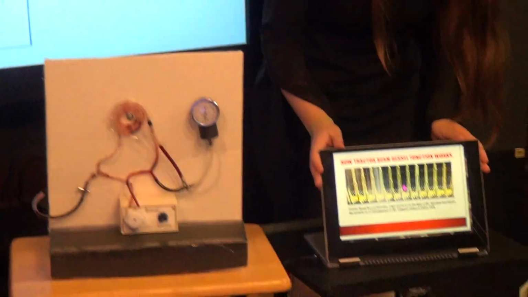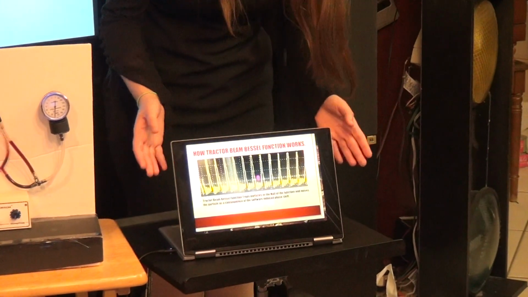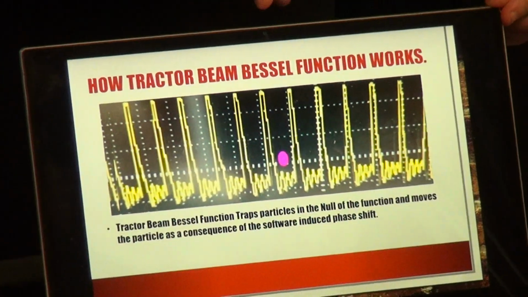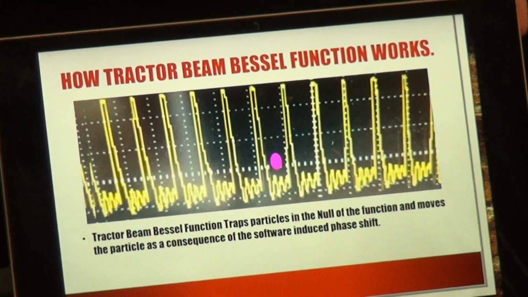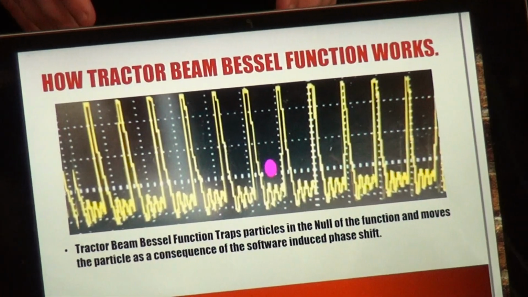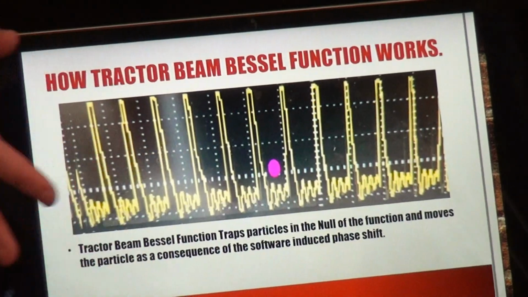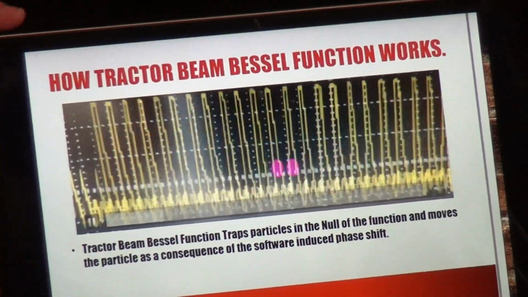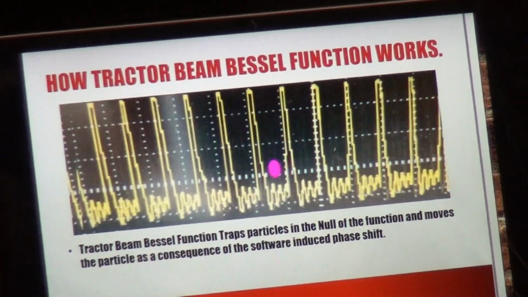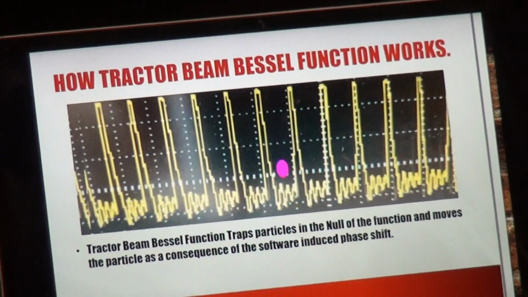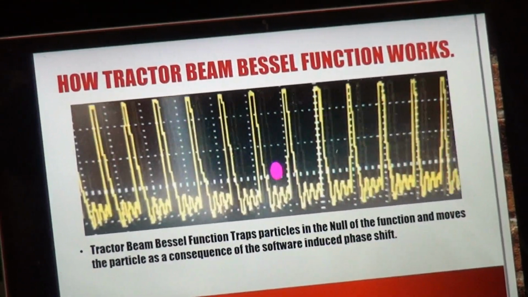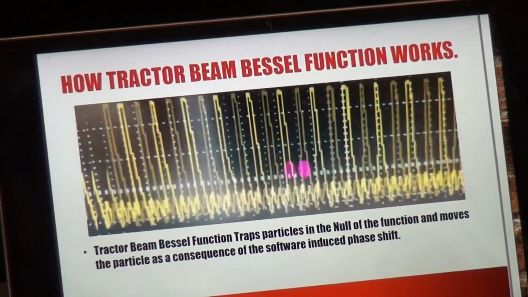Here in this simulation you can see the mathematically generated Bessel function tractor beam waveform, and the red dot in the middle represents the target particle that I'm speaking about. Now, the target particle is trapped in the nulls of the waveform. If I press play to show the waveform in action, you can see that the waveform is actually moving, it's being phase shifted multiple times, and what that's doing is it's taking the target particle and shifting it around with it. It's pushing and pulling it.